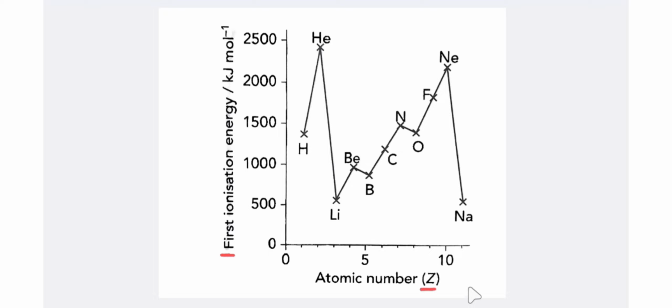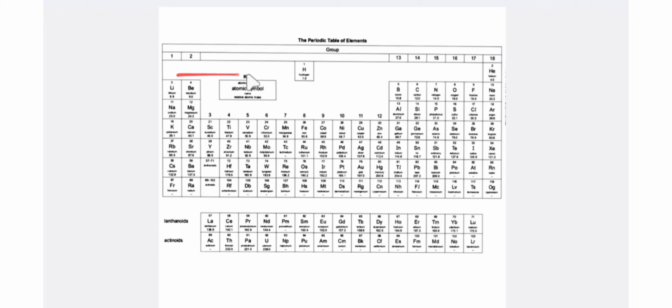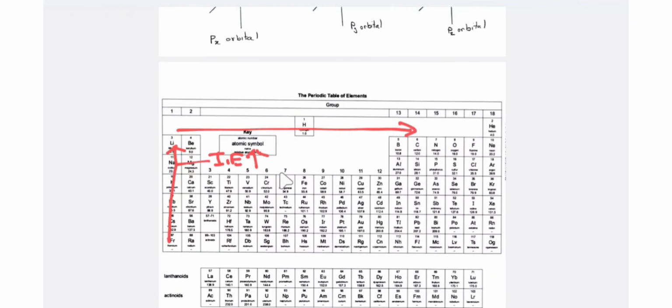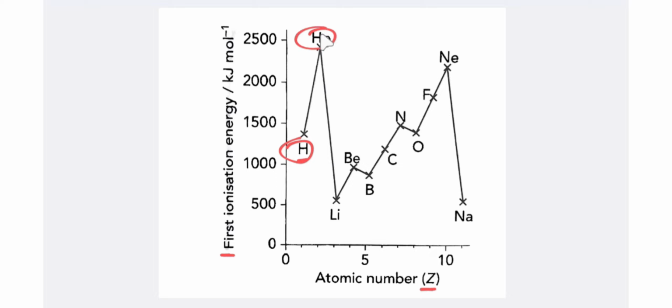Then the first ionization energy against the atomic number: hydrogen, helium, lithium, beryllium, boron, carbon, nitrogen, oxygen, fluorine, neon, sodium. We have discussed that as we go across the period, the ionization energy increases, and as we go up the group, the ionization energy IE increases. That means from hydrogen to helium, as we go across the period, the ionization energy increases. So here we can see that the ionization energy increases from hydrogen to helium.